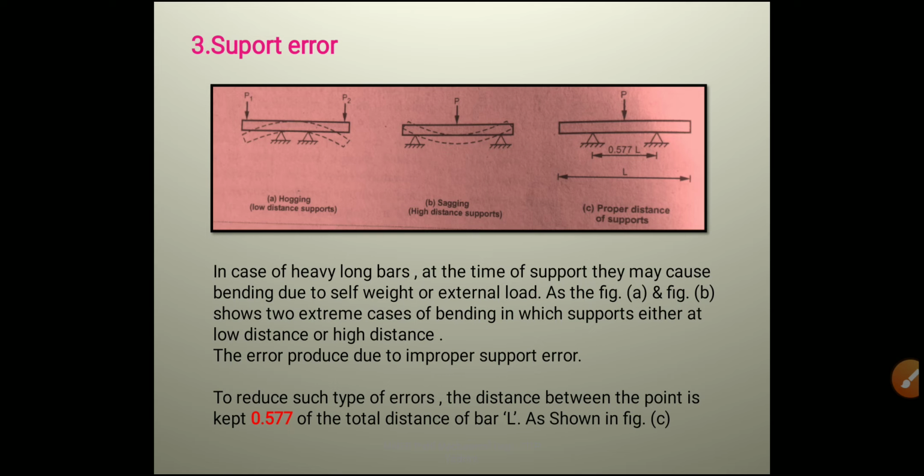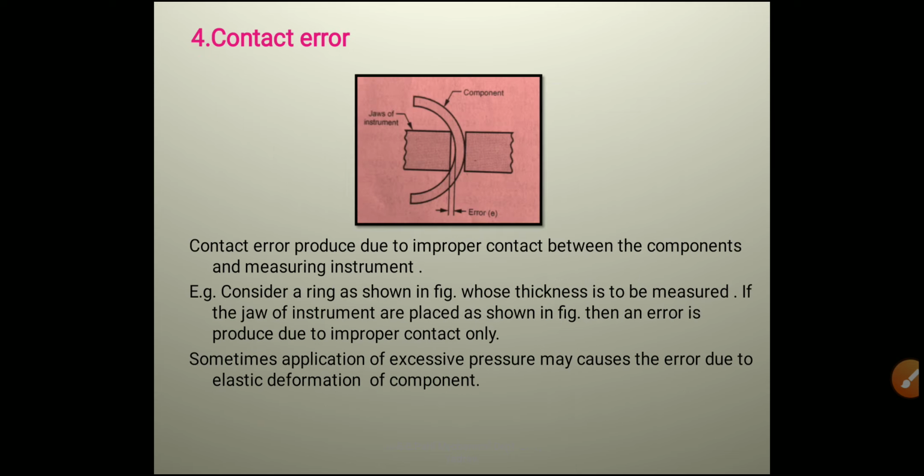To reduce such type of error, the distance between the points is kept at 0.577 of the total length L of the bar, as shown in the figure. So, by keeping the proper support distance, we can avoid the support errors.